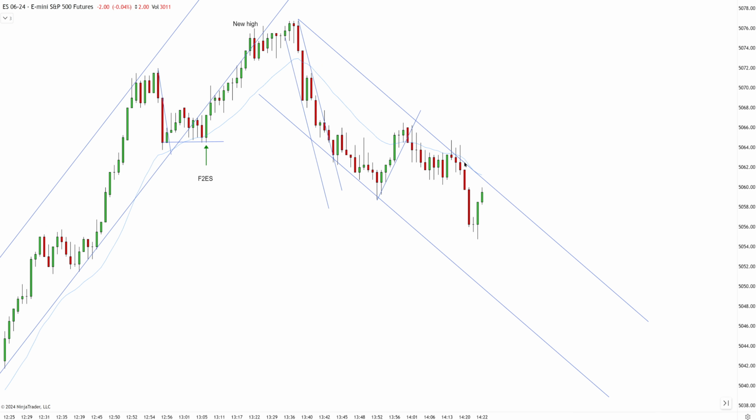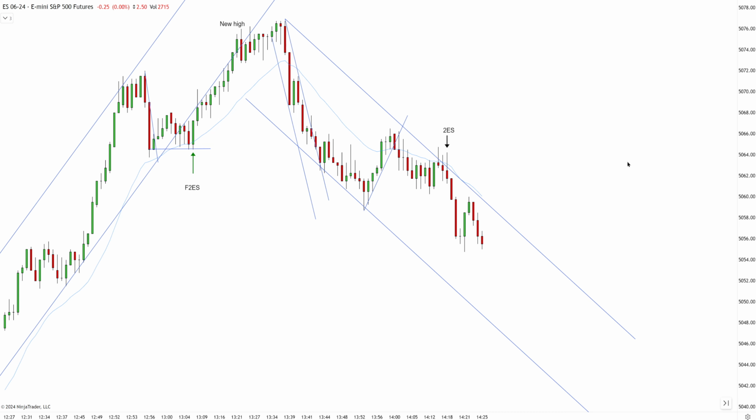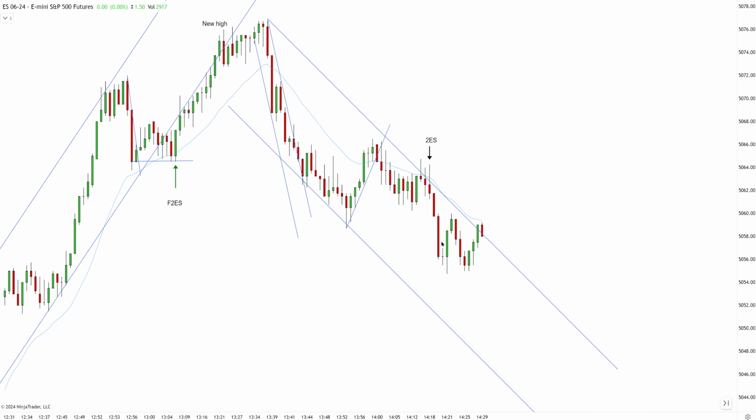There was a mini second entry short, which is quite tempting, but you're probably not playing this channel at the time when you're watching this live. It is a decent setup, but you need to be observing a good channel that fits the structure. Now we have a new low, first entry short, pullback, second entry short, smaller resistance is forming.